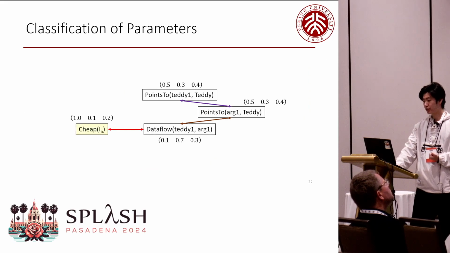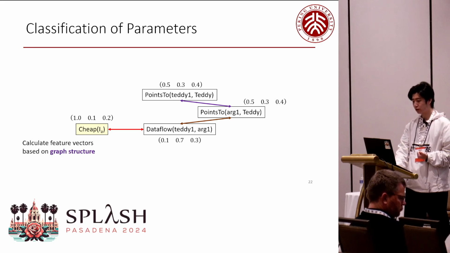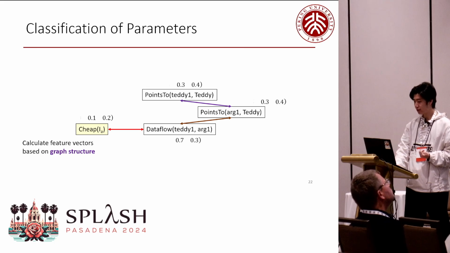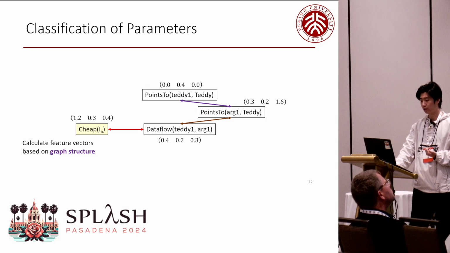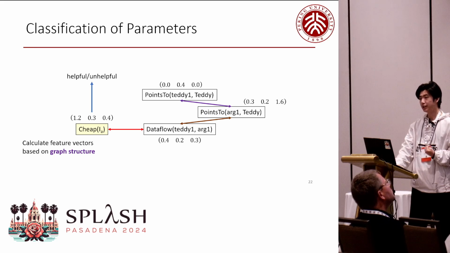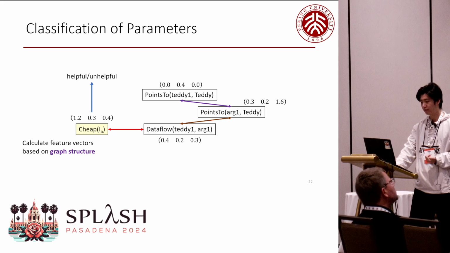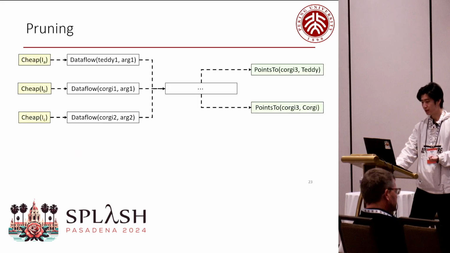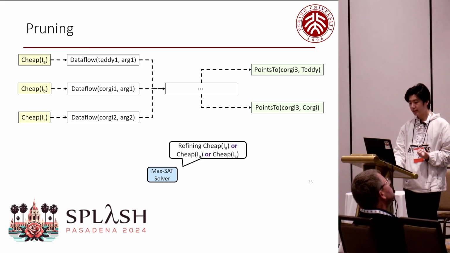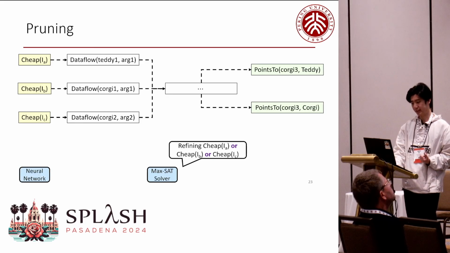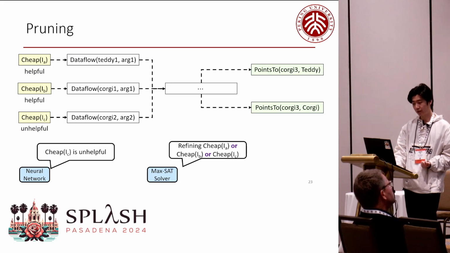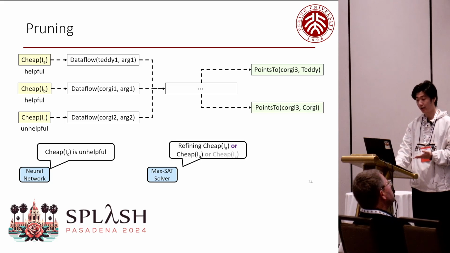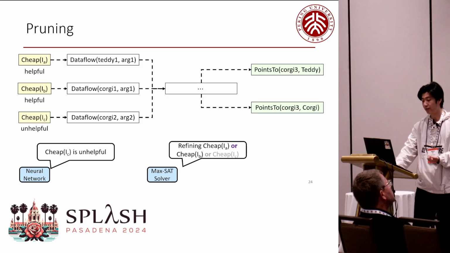After the transformation, we use a graph neural network to process this graph, which calculates new feature vectors based on the graph structure. Then we use the final feature vectors of parameter vertices to classify whether they are helpful or not. So back to the example. Though the MaxS solver cannot distinguish unhelpful parameters, our neural network may say that IC is unhelpful. So we can prune out IC, and the MaxS solver will choose either IA or IB, and it will be an effective refinement.